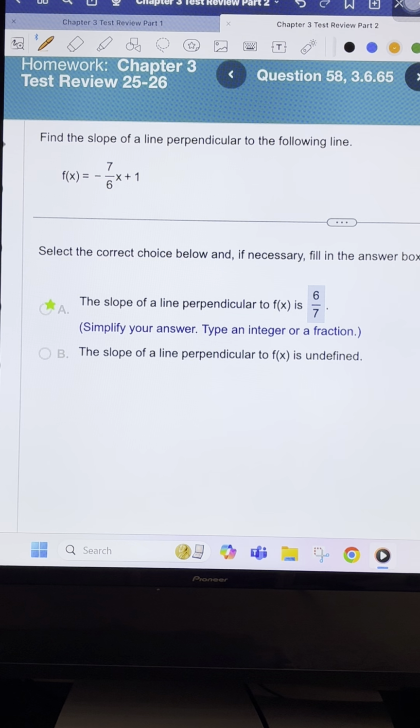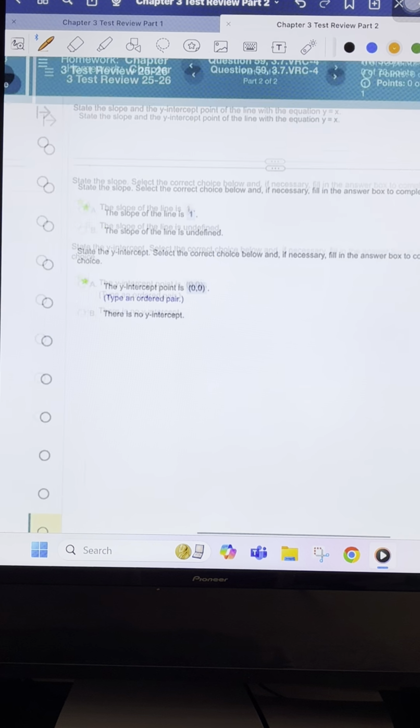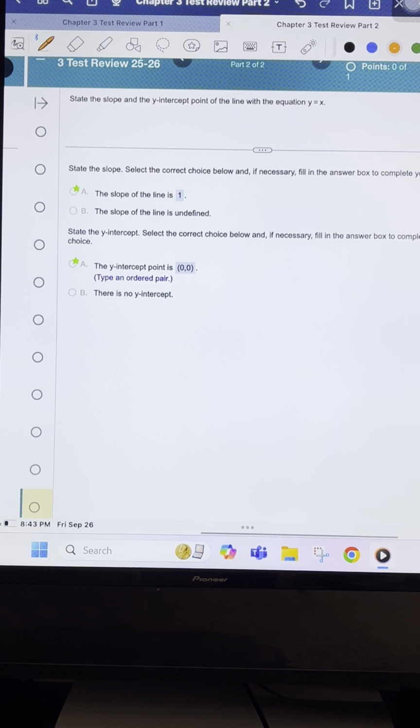So find the slope of a line perpendicular to the following line. Okay, so, oh, that one's easy. They don't even want the whole equation, they just want the slope. Find the slope of a line perpendicular to the following line. So if the slope of a line that's perpendicular, it has to be opposite reciprocals. So what is the opposite reciprocal of negative 7 over 6? It is positive 6 over 7.